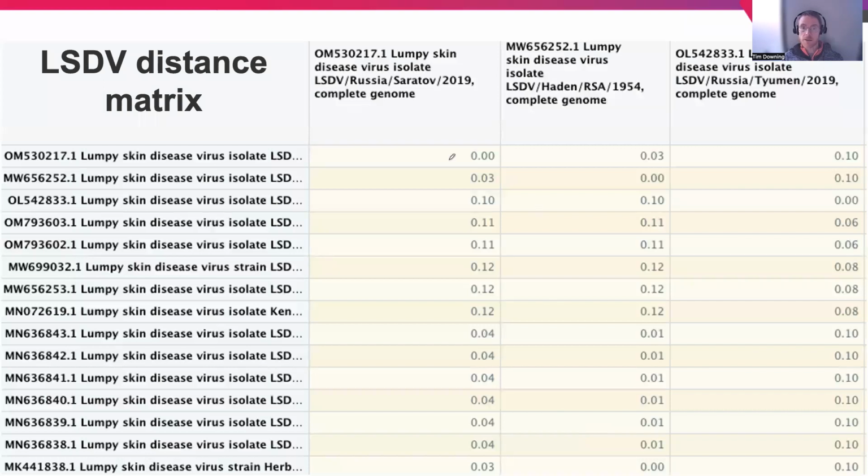So it could look like this. So we have these samples, and then we have other samples, and we're saying obviously its distance from itself is 0, but its distance to the next one is 0.03, whereas for other ones it might vary a bit.